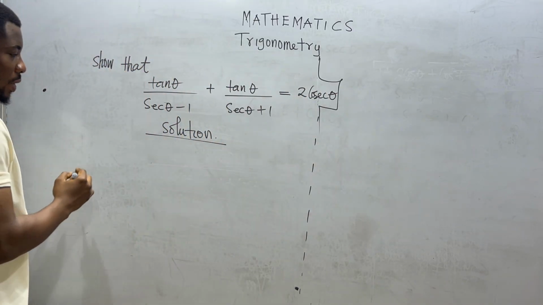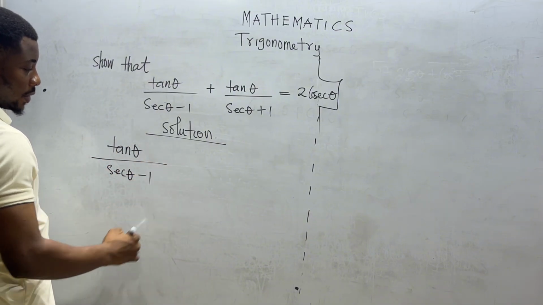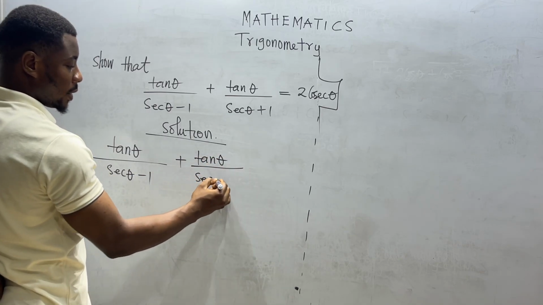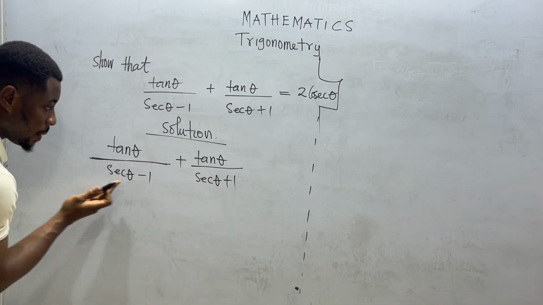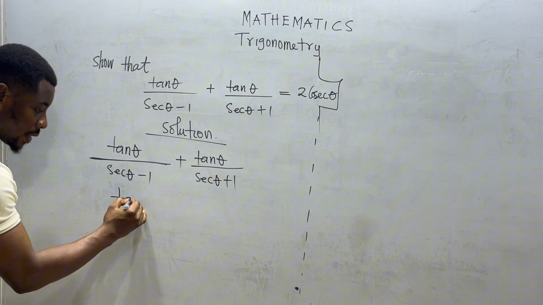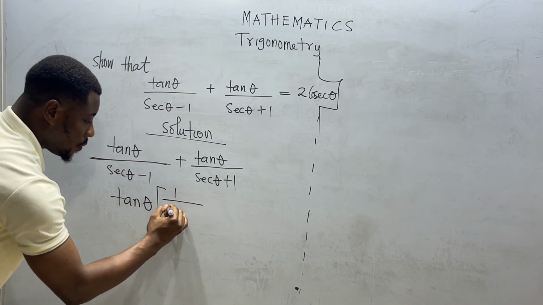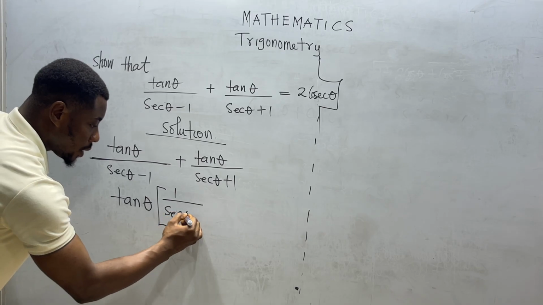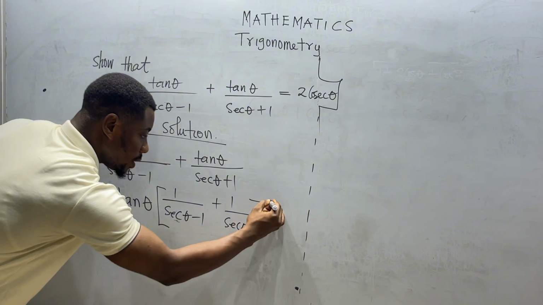Now, what we have here is actually tan theta over sec theta minus 1 being added to tan theta over sec theta plus 1. I can decide to look for the LCM, but before doing that, I can see that tan is common here. So I can easily factorize tan theta outside. When I factorize tan theta, I'll be left with 1 over sec theta minus 1 plus 1 over sec theta plus 1. This is what I have now.